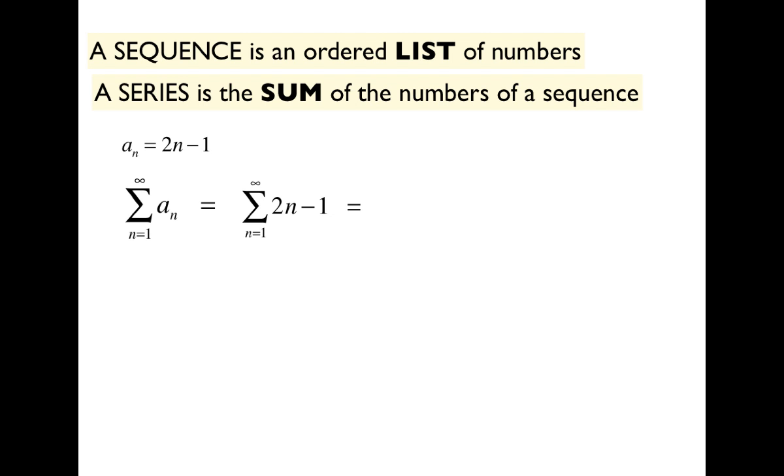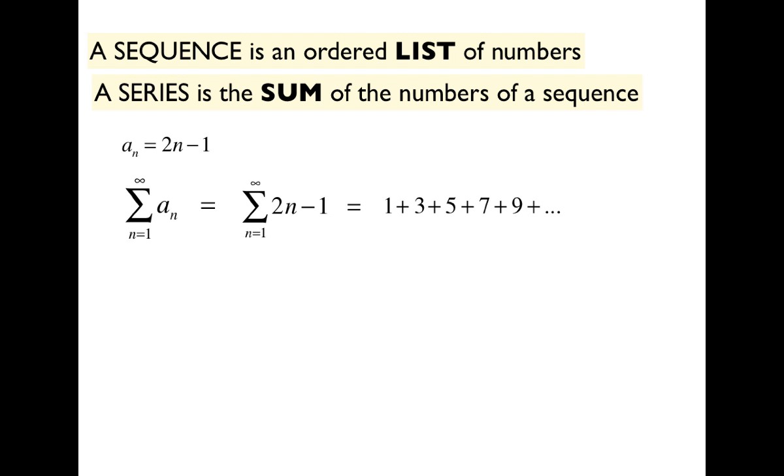All right, Natalie. How'd it go? Tell me. So we would get 1 plus 3 plus 5, plus all the way to. That's it. This is what you should have written: 1 plus 3 plus 5, etc. That's exactly what this means.